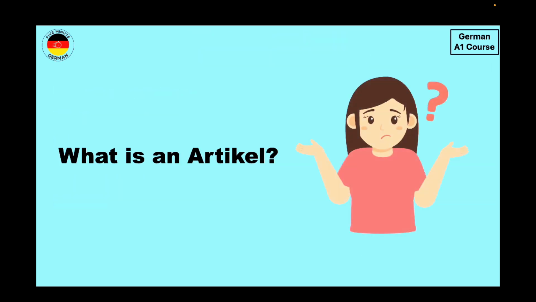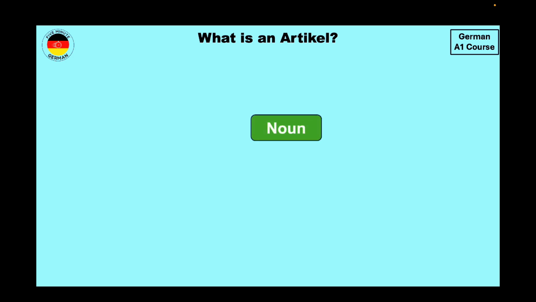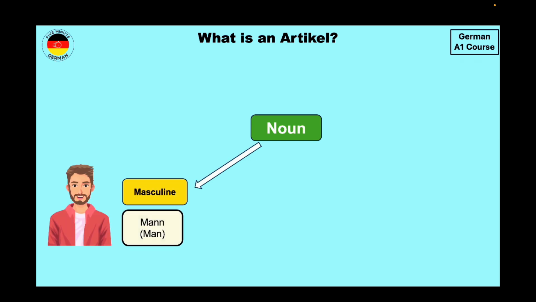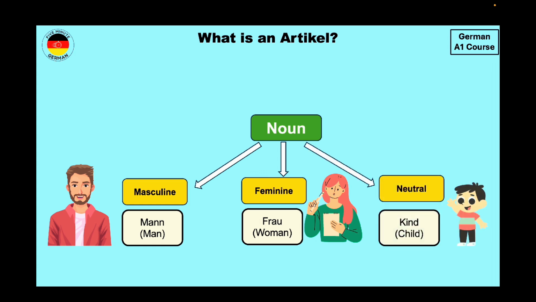So, what is an article? In order to understand articles, let's first take a look at nouns in German. In German, a noun can be of three types. It can be masculine. For example, Mann or man is a masculine noun in German. It can be feminine. For example, Frau, which means woman, is a feminine noun. And it can be neutral. For example, Kind, meaning child, is a neutral noun in German.